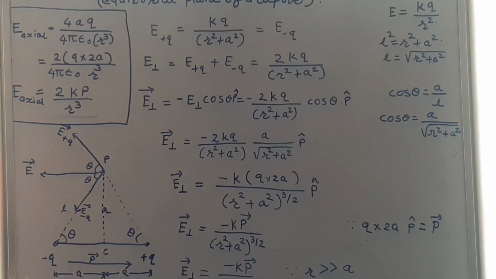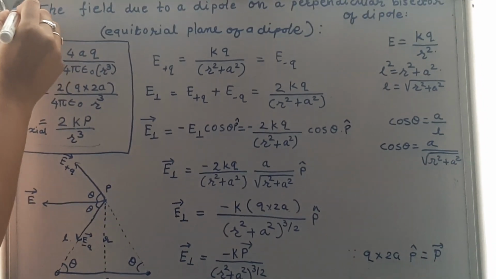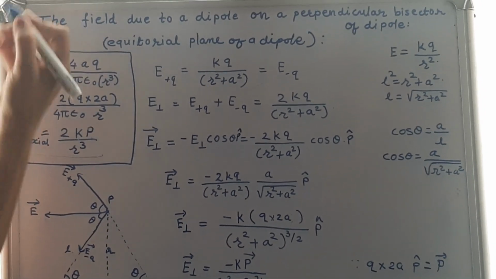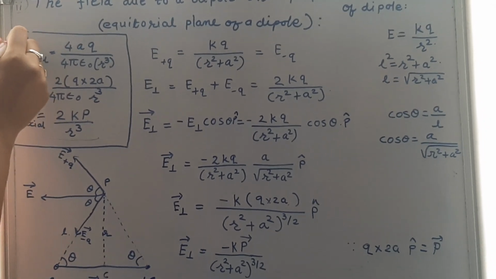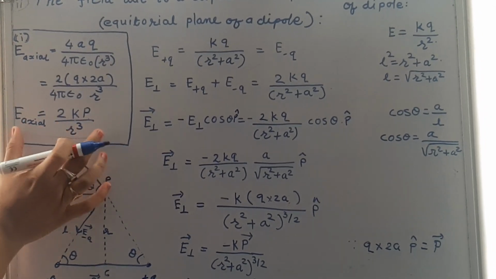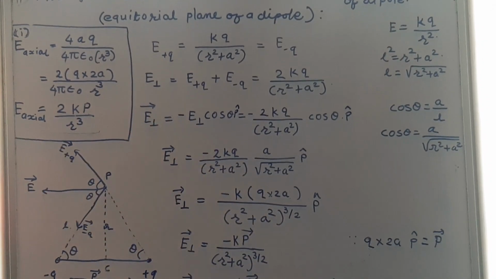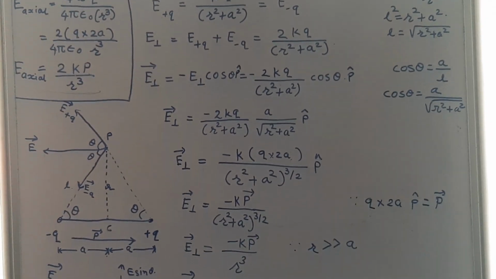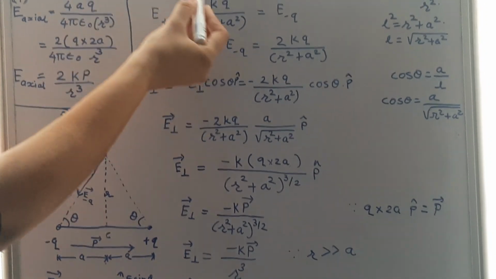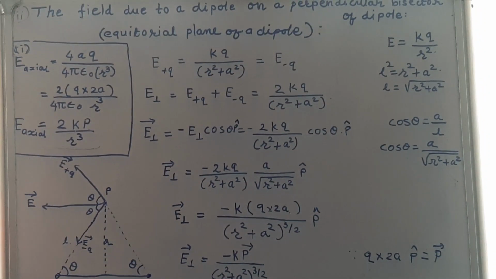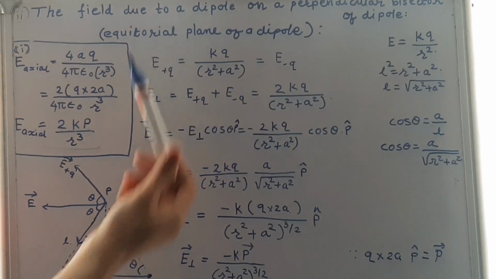Now our second case is this. This was our first case, and we will discuss this term at the end of my topic. Now we will discuss our second topic, the field due to a dipole on the perpendicular bisector of the dipole, or the equatorial plane of a dipole.